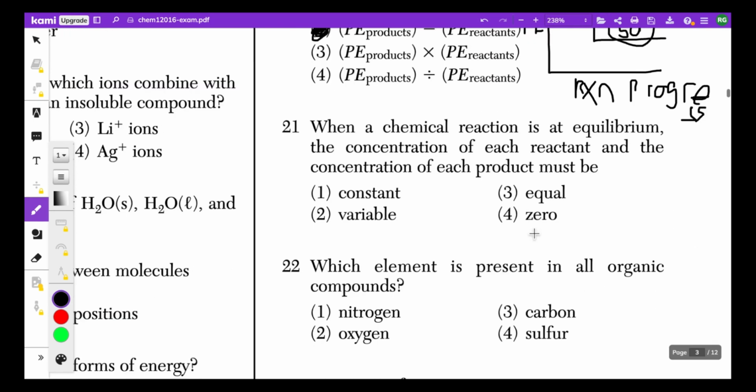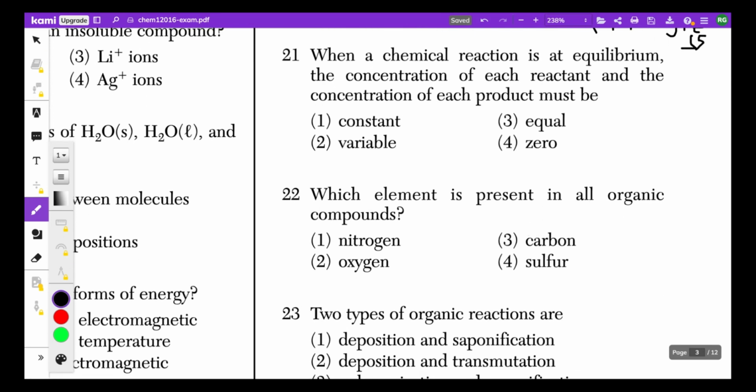Okay, when it comes to chemical reactions, it turns out that chemical reactions don't have to happen in only one way. Imagine if you have ammonia.